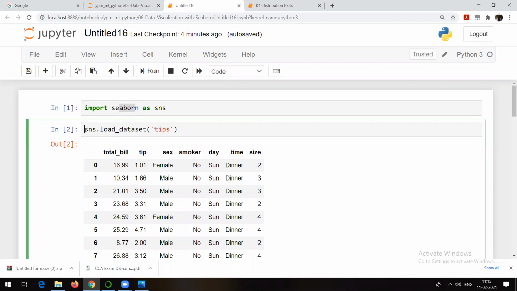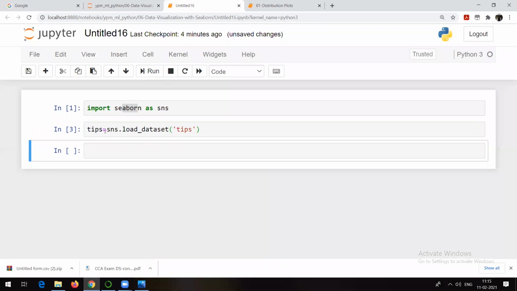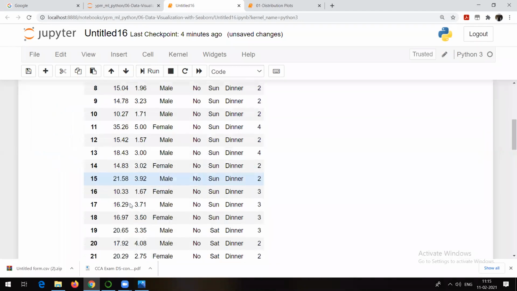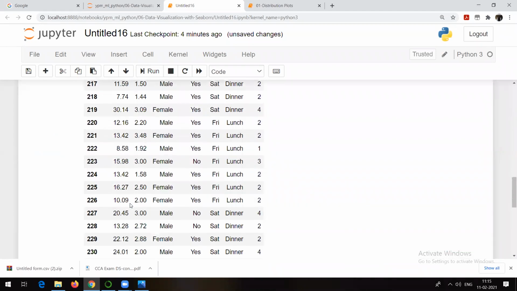Right. Now what I will do is I will try to assign this particular data set to a variable called tips. I will try to give a meaningful name, for example. So let me run it. Now the complete data set is in this variable. Right. So if I go and try to do tips, you'll be able to see the complete tips data set.